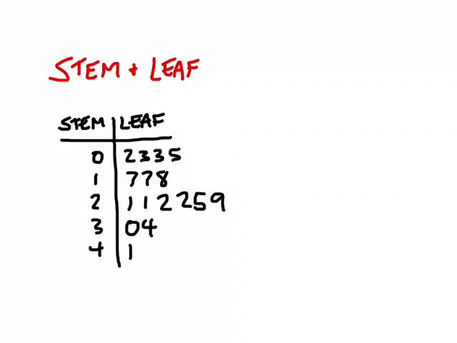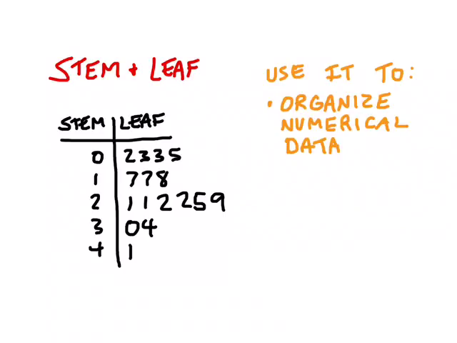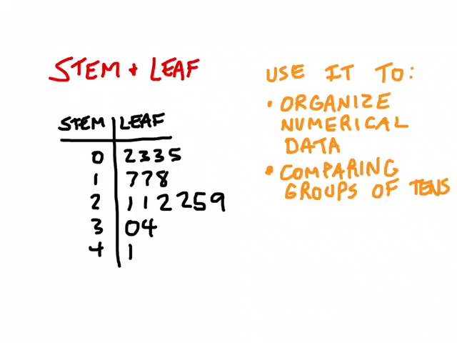That brings us to stem and leaf plots. Stem and leaf plots are really good at organizing big piles of numerical data. So if what I care about is to just have all my data and have it organized and neatly displayed, then a stem and leaf plot might be the right choice. Also, because of the way that it's made, it's really good at comparing groups of tens. So for example, in the stem and leaf plot on the left here, I can see that the 20s was the most common set of numbers.